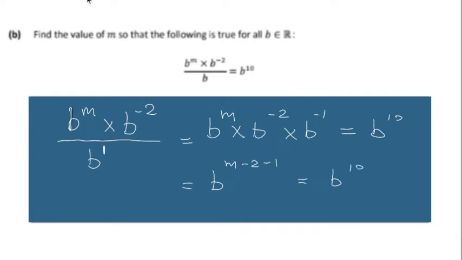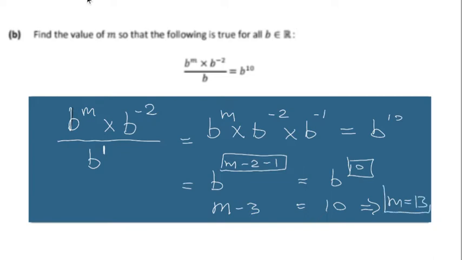So let's solve. We get b to the power of m minus 3. So m minus 3 is this value up here, and we can compare it to the 10 over here. That's equal to 10. Bring your 3 across, and therefore m is equal to 13. And that's our answer for the indices.